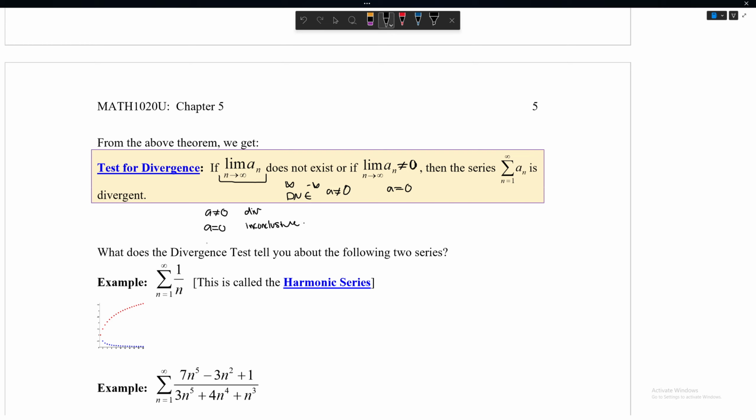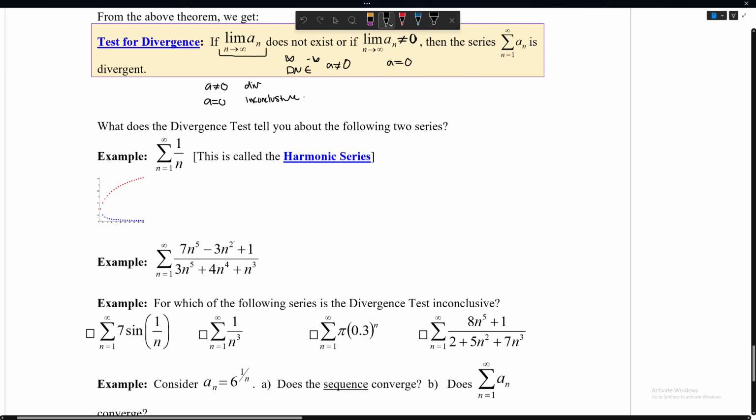I'm pretty sure I spelled that horribly wrong, but get the point. All right, it's not convergent, it's inconclusive. Okay, and so what does the divergence test tell you about the following series?